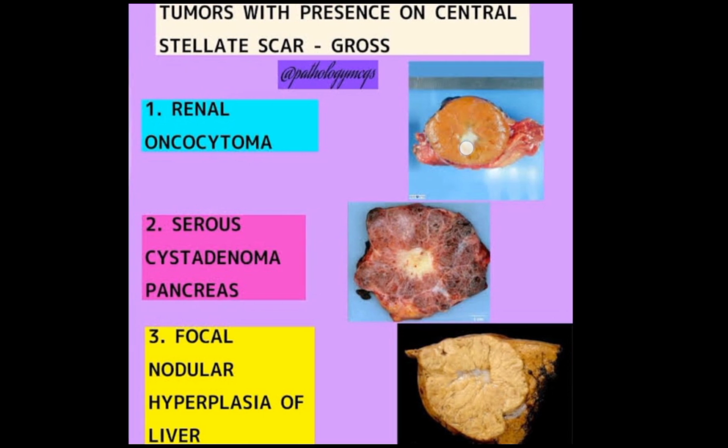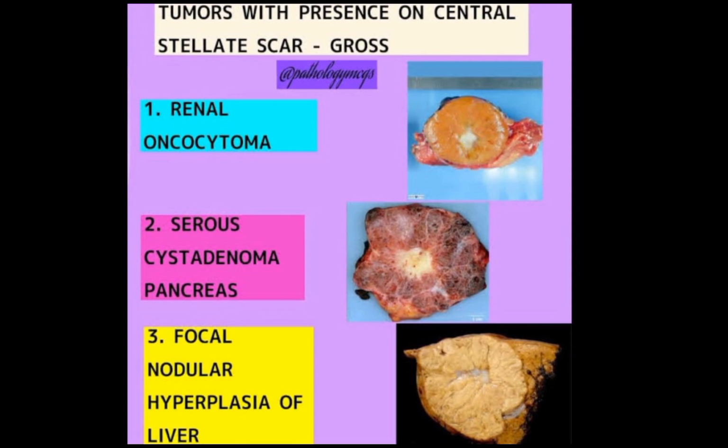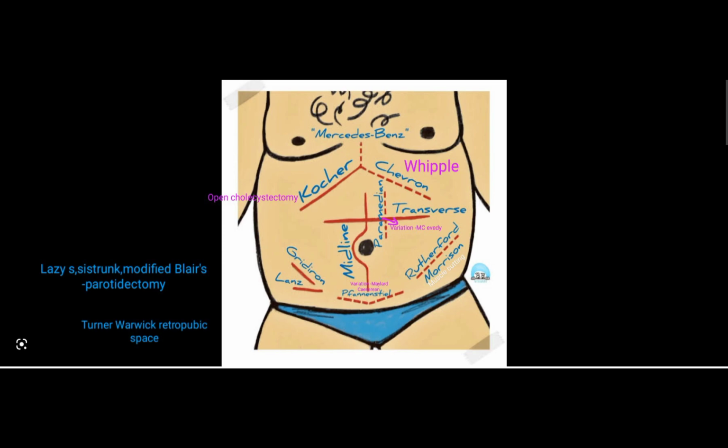Central stellate scar is a classical finding in renal oncocytoma, in the serous cystadenoma of pancreas, and in the focal nodular hyperplasia of liver. Renal, pancreatic, and liver. Oncocytoma, cystadenoma, and focal nodular hyperplasia.